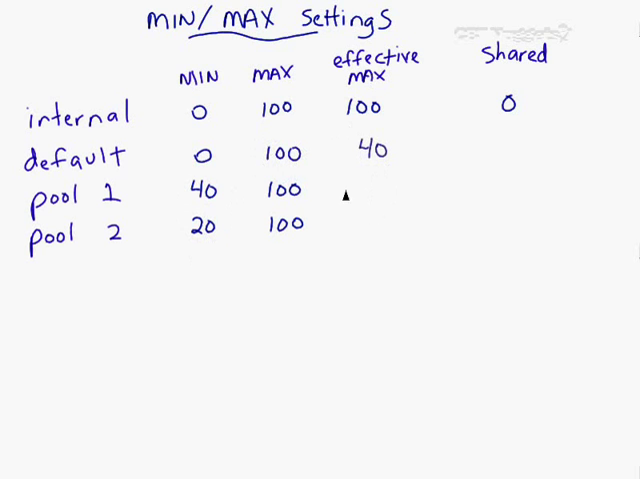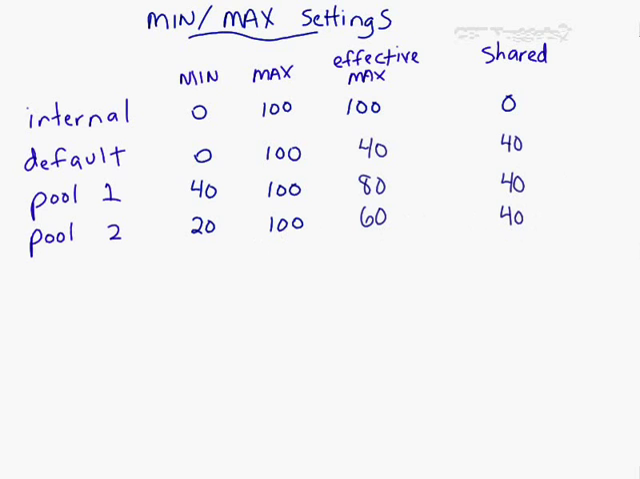When we take the effective max for pool 1, we're going to add 0 plus 20. Okay, so that's 20. 100 minus 20 is 80. The lesser of 80 and 100 is 80. Then for pool 2 right here, we're going to take the min of 0 and 40, so take that sum, so that's 40. 100 minus 40 is 60, the lesser of 60 and 100 is 60. Now the shared percent is going to be the effective max minus the min. So in this case it's going to be 40, and here it's going to be 40, and here it's going to be 40.